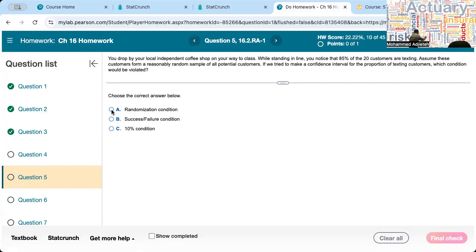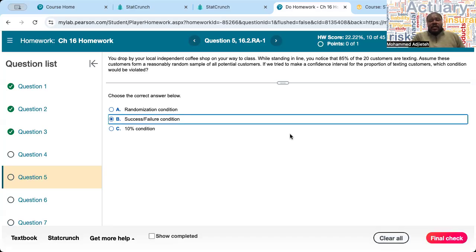Now let's do NQ hat. What do you get? 3. The condition says that both should be at least 10. Is that okay? This one is not. So it means that this condition wasn't met. Does that make sense? Okay. Any question on that?